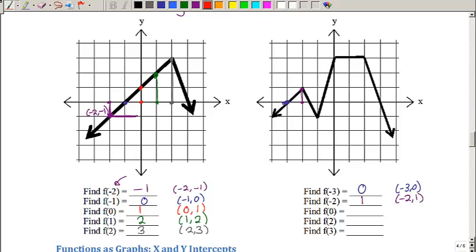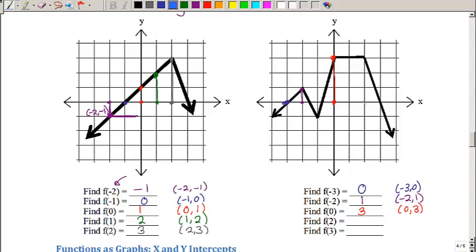At f of 0, I go to 0 on the x-axis, and I look up or down in order to find the corresponding y value at the function. In this case, the corresponding y value when x is 0, y is 3. And the ordered pair there would be (0, 3).